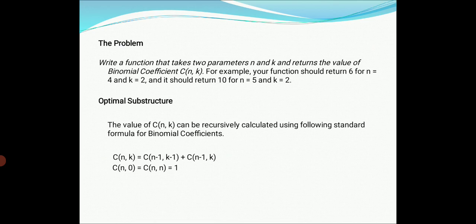So here is a problem. Write a function that takes two parameters, n and k, and returns the value of the binomial coefficient C(n, k). For example, your function should return 6 for n equal to 4 and k equal to 2. It should return 10 for n equal to 5 and k equal to 2.